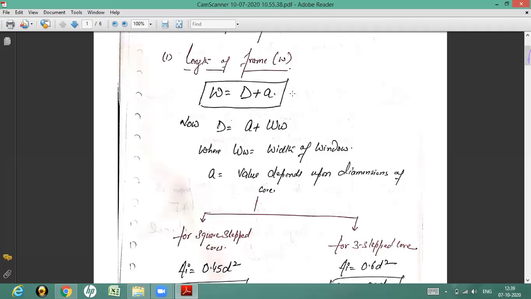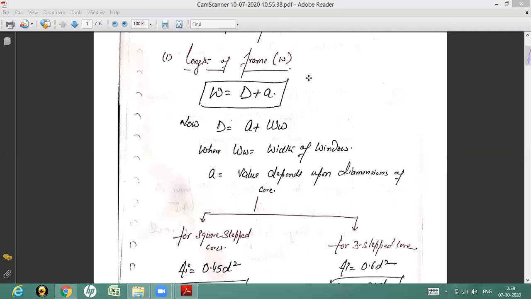When you were calculating your main dimensions and overall dimensions, at that time you would already have calculated its value. The only thing in frame design is that you have to calculate the value of A.